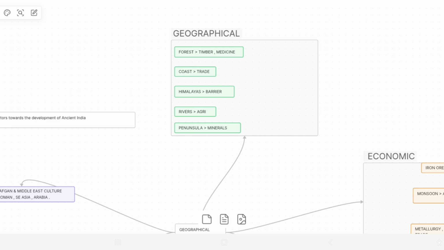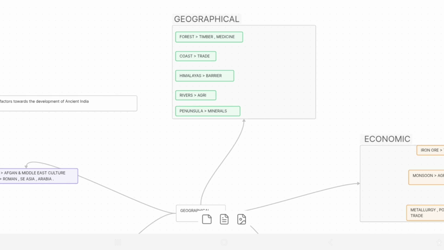Next factor may be Himalayas, which acted as natural barriers and influenced the monsoon patterns. Next, rivers supported agriculture and trade. Ganga and Yamuna shaped settlements. Even peninsula was rich of minerals like iron ore that fueled tool making and urbanization.